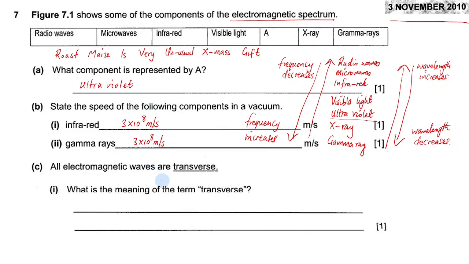This is their speed, okay? Then here they're saying, see, all electromagnetic waves are transverse. Then part one, they're saying, what is the meaning of the term transverse? So transverse is the vibration of waves in a direction perpendicular to the direction of the travel of the wave. Okay, so what is the meaning of the term transverse?